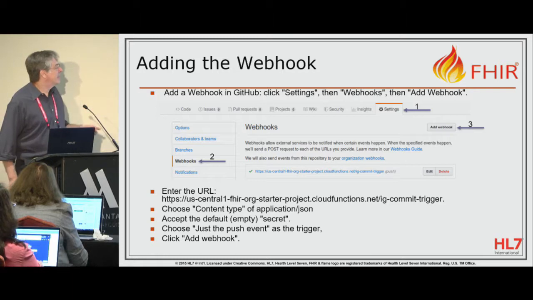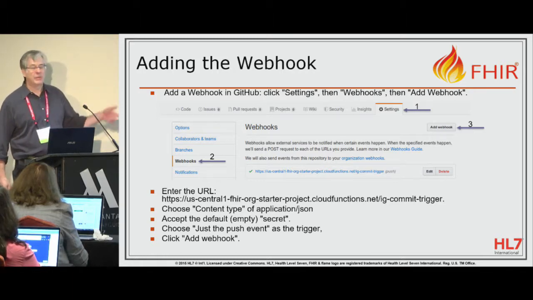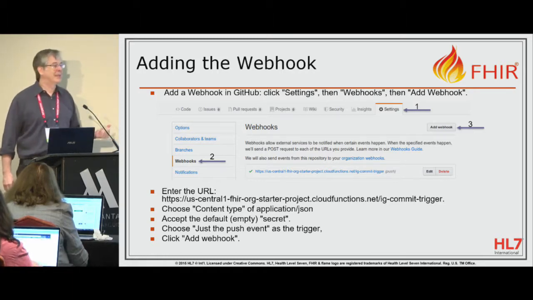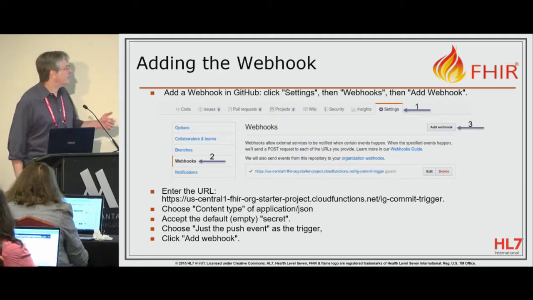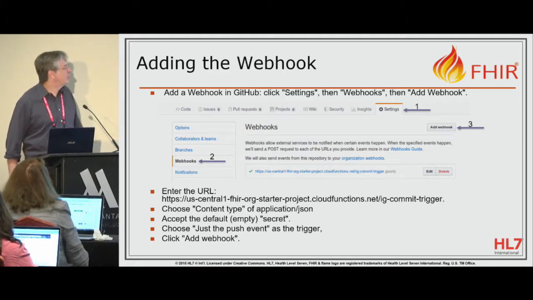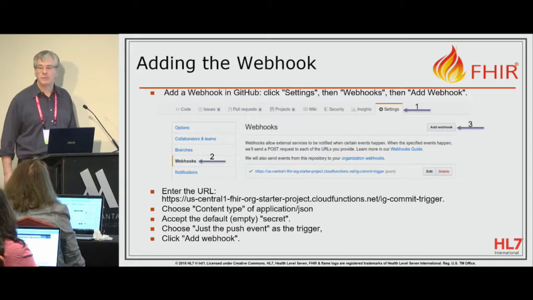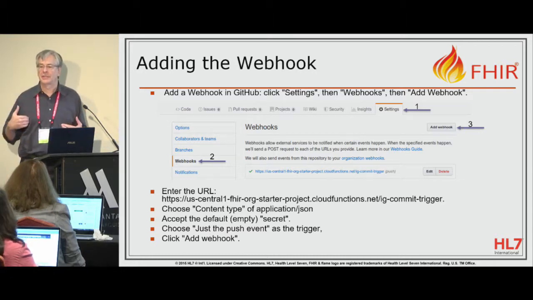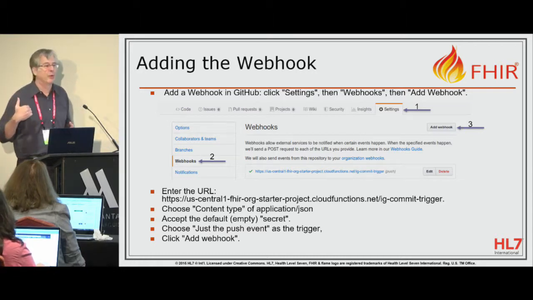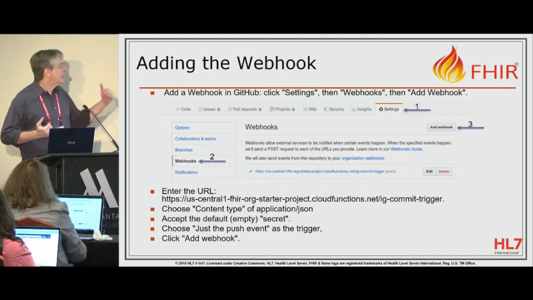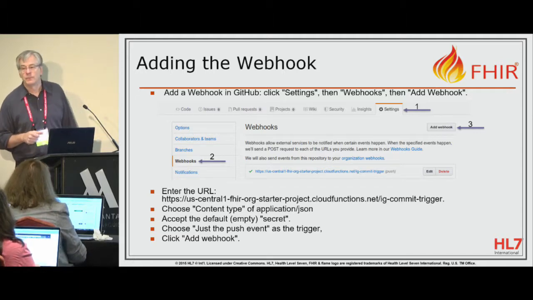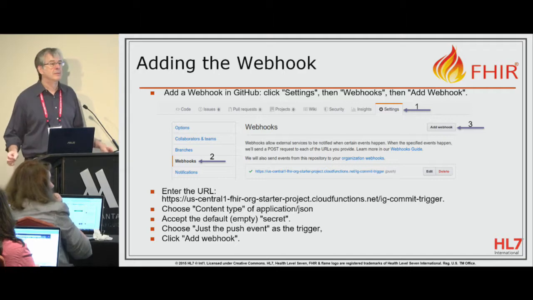You choose content type, accept the default empty secret, so you don't set a password so that the CI builder can actually just reach out and grab it. Choose the push event as the trigger, so that you're not asking for a pull event, meaning we're not waiting for the CI build to do yours. Click add webhook and you're done. Nice and quick.